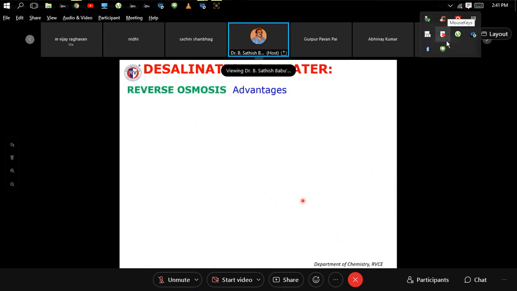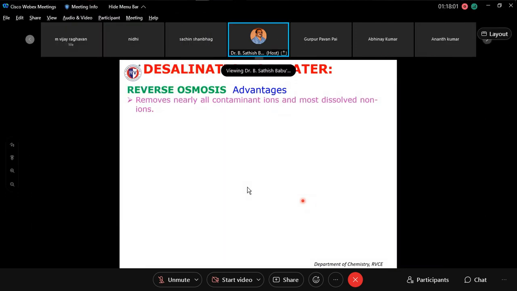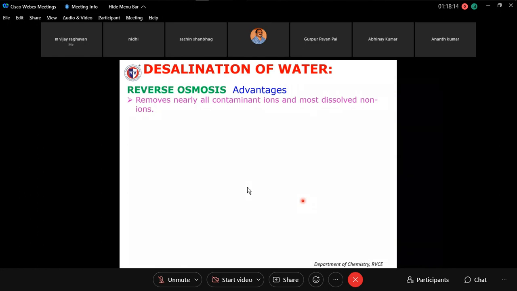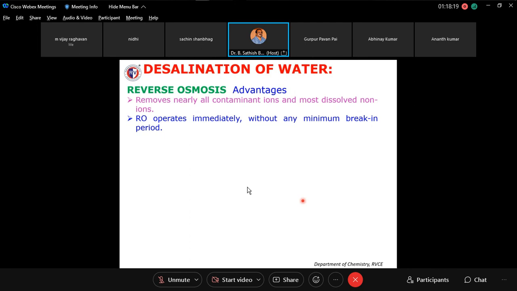Now, what are the advantages of reverse osmosis? It removes nearly all contaminant ions and most dissolved non-ions. That means it removes almost all dissolved contaminants, including ions and non-ions. And RO operates immediately without any minimum break-in time. So if you switch on your water filter, it starts automatically, right? It won't take much time. Okay, so that is an advantage. It is very quick, in other words.